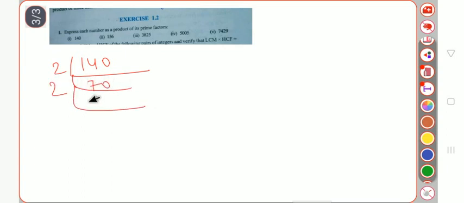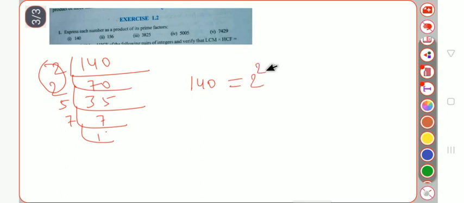First question is 140. As I have discussed already, how we calculate the prime factors. Okay, so just take here 2 times 70, 2 times 35, 5 times 7, 7 times 1. We have to express each number as a product of its prime factors. Okay, so 140 can be written as, here 2 is 2 times, so we can write it as 2 to the power 2, 5 is 1 time, so 5, 7 is 1 time, so 7. This is the required answer.